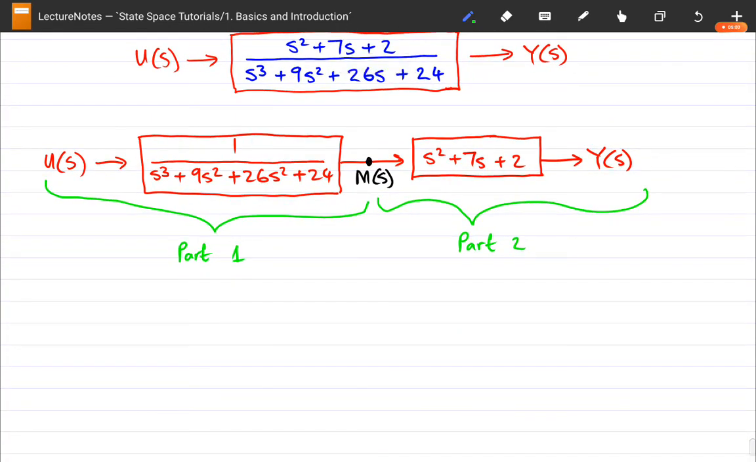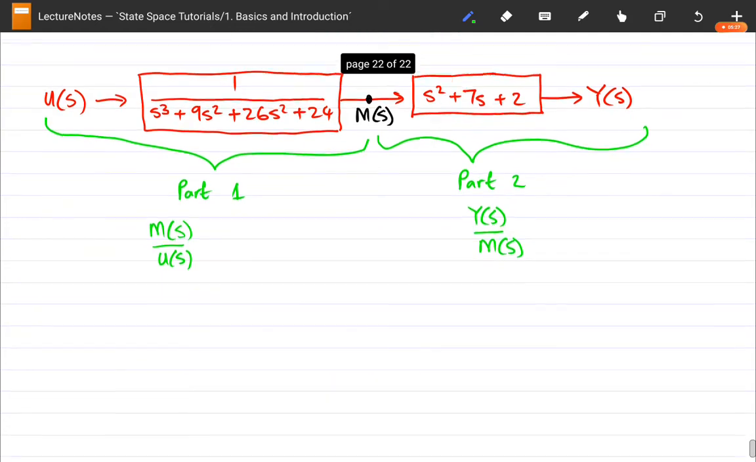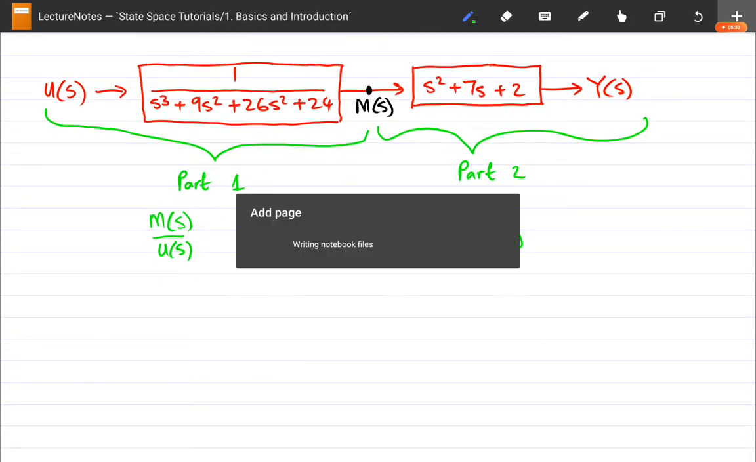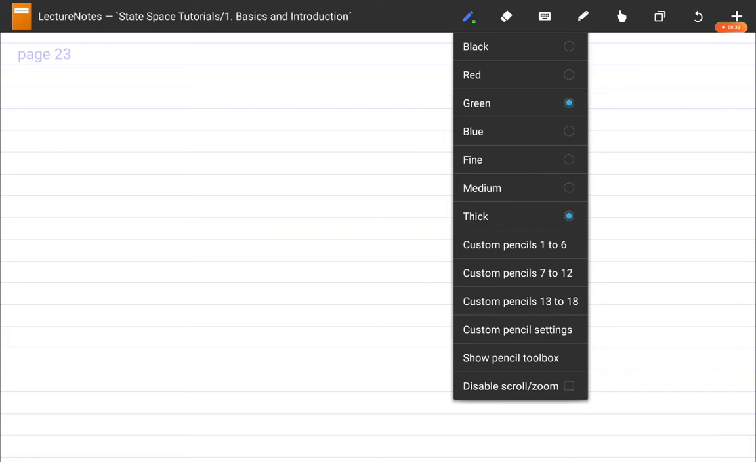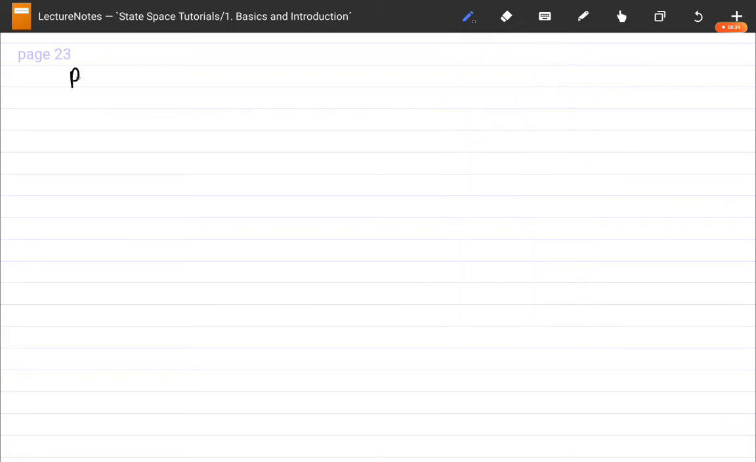Okay, so one thing worth noting is that part 1 now has M(s) over U(s), and that's going to be the transfer function of part 1. And now part 2 will have Y(s) over M(s). Remember, the transfer function is just a ratio of the output over the input. Okay, so without further ado, we can start off with part 1. So part 1.